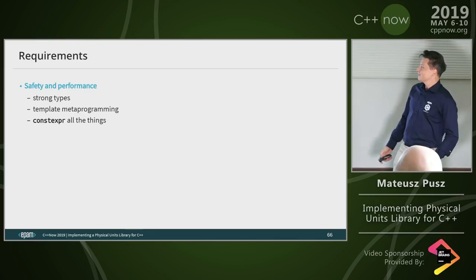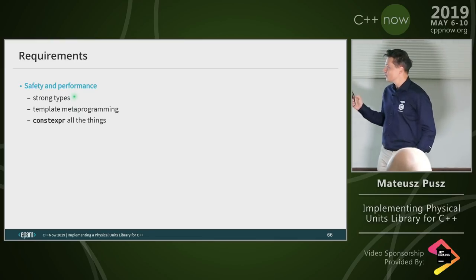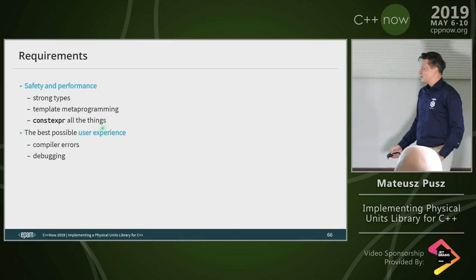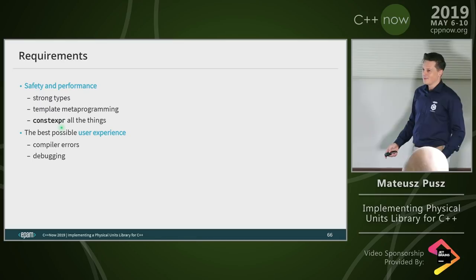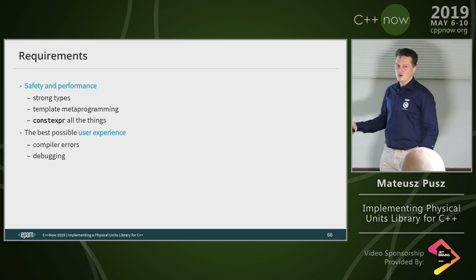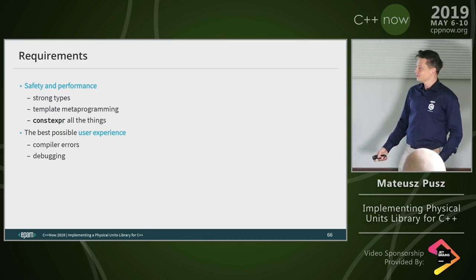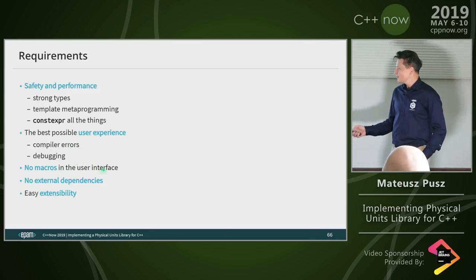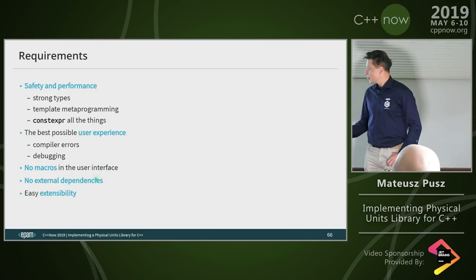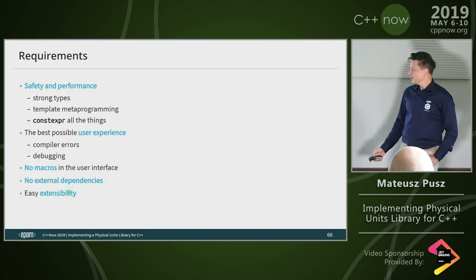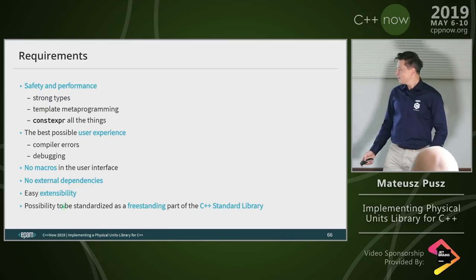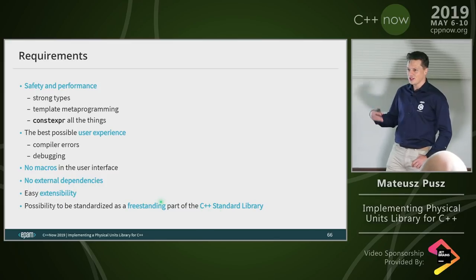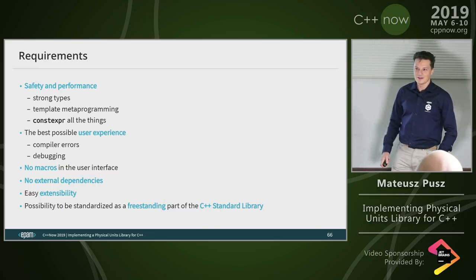So, requirements. Safety and performance, yes? Strong types, template metaprogramming, constexpr, or the things. The best possible user experience. I think this should be maybe even the first point here. As I said, these errors will happen often for the engineers, and they have to be user-friendly. No macros in the user interface, because otherwise the ISO C++ committee will kill us. No external dependencies. Easy extensibility. Possibly to be standardized as a freestanding part of the C++ standard library. As freestanding, I mean new freestanding, not the current one, because the current one is broken.